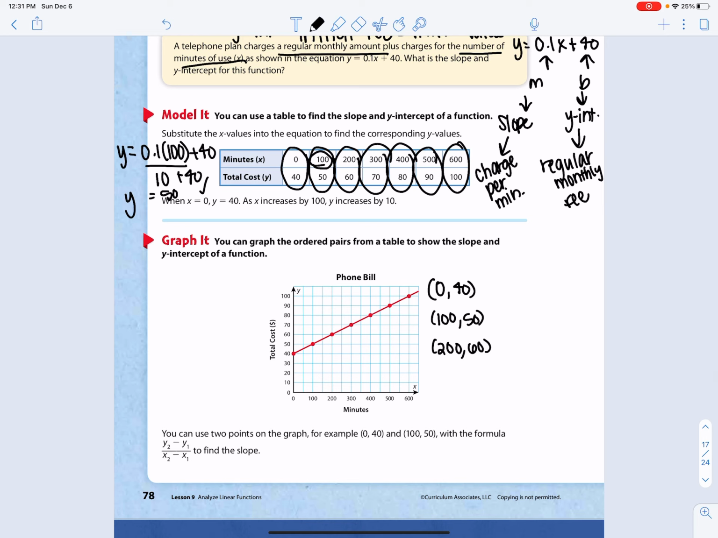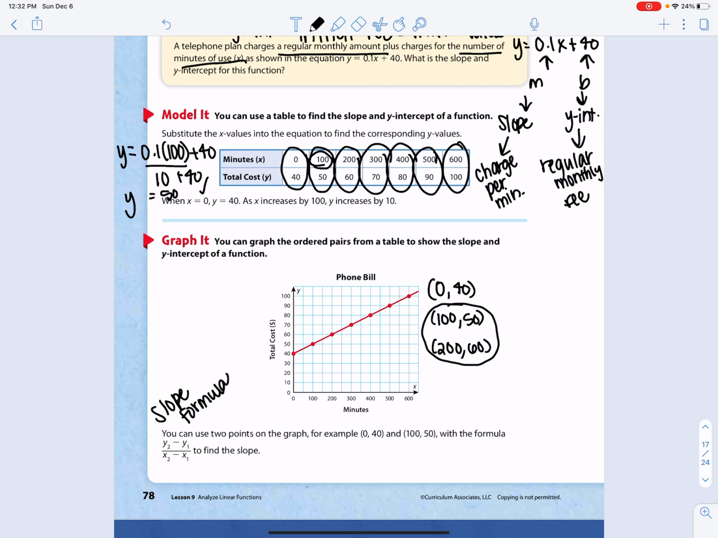All right. Then they say, well, you know what? You can use 2 points on the graph, for example, 0, 40 and 100, 50, with the formula y2 minus y1 divided by x2 minus x1 to find the slope. Again, this is our slope formula they're discussing. So let's go ahead and choose it. And I won't choose the same ones they already gave us. I'll just choose 2 of our own just so we can know that any 2 will work.